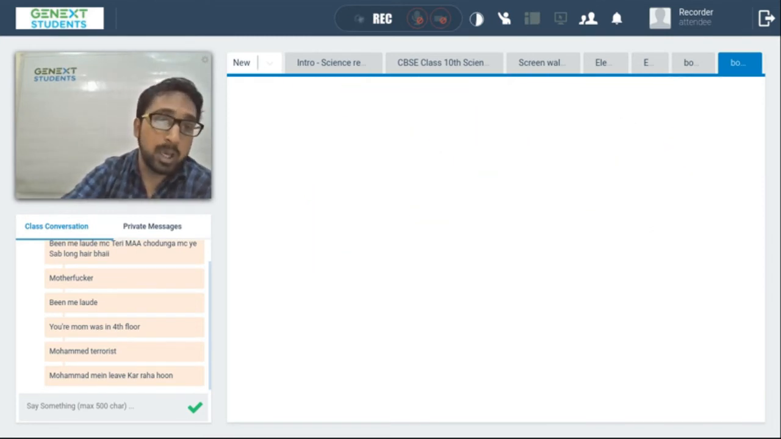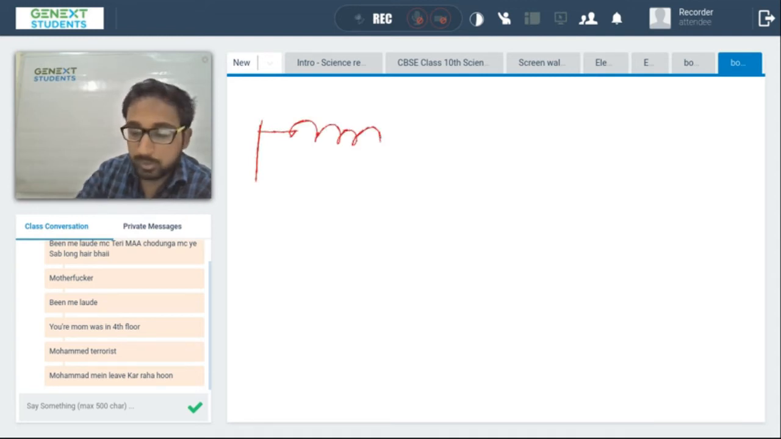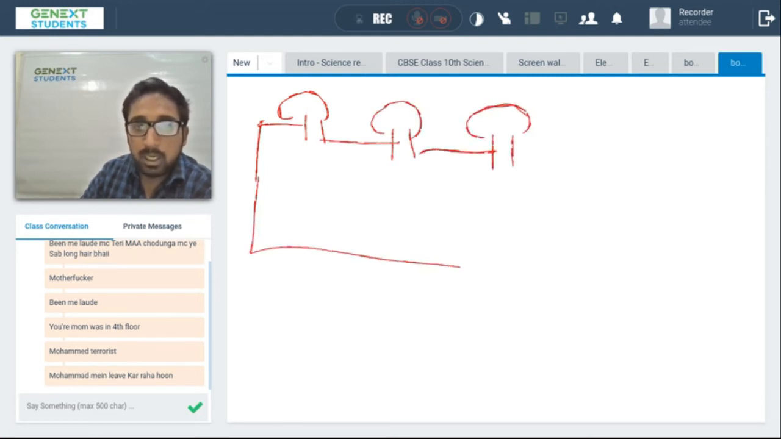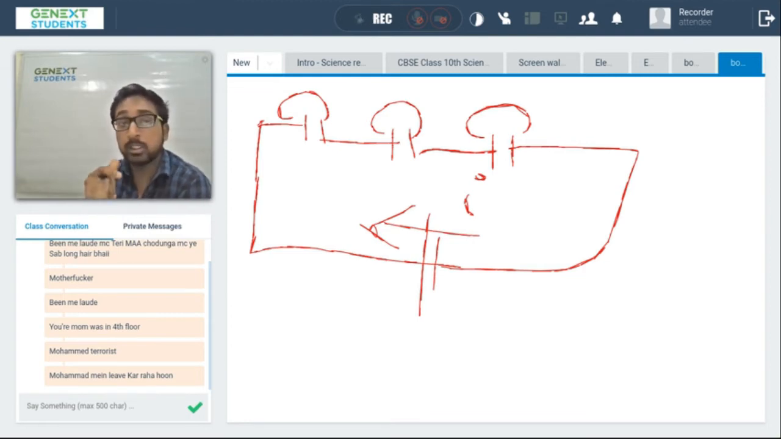What is series and what is parallel? Everyone has a doubt. I'll give you a very basic definition of series and parallel. Series as in, I have a bulb, and again I have this bulb, and again this bulb. They are kept one after the other, and this is the current flow. So this is known as series combination.